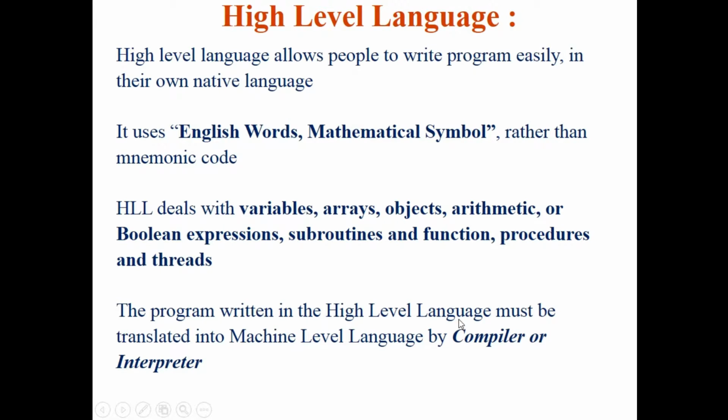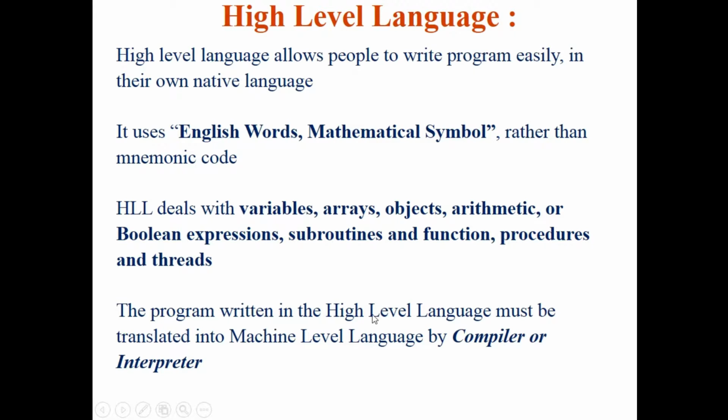The program written in a high level language must be translated into machine level language. Why? Because our processor is a very dumb machine, it cannot understand any language other than zeros and ones. So high level language is easy and readable for us, but it is not understood by our computer or our processor.